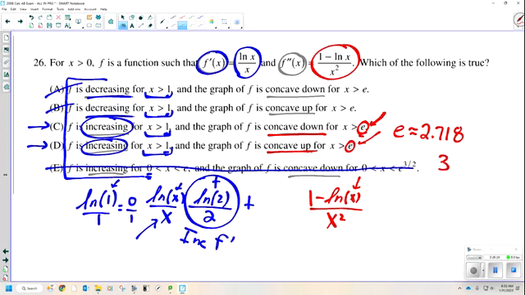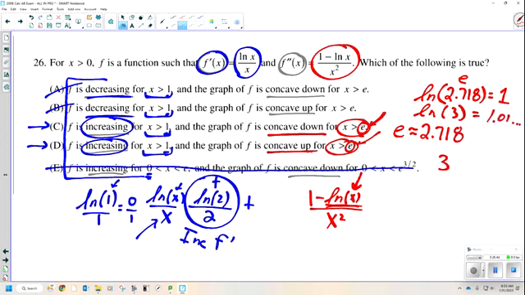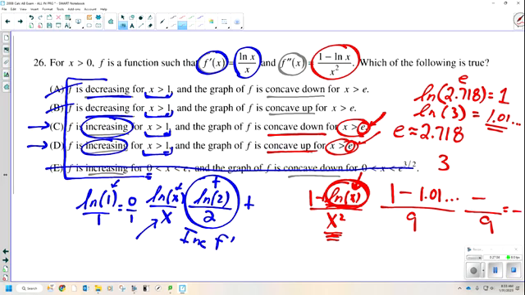So let's pick 3. That's a number bigger than e. If I put a 3 in here, the ln of 3: if the ln of 2.718, which is e, is 1, a number bigger than that is going to be bigger than 1, say 1.01, whatever it is. So if I take 1 and subtract a number bigger than 1, and divide that by a positive value, let's say 3 squared, that's 9, the top is negative divided by 9. I will get a negative, which means I'm concave down.